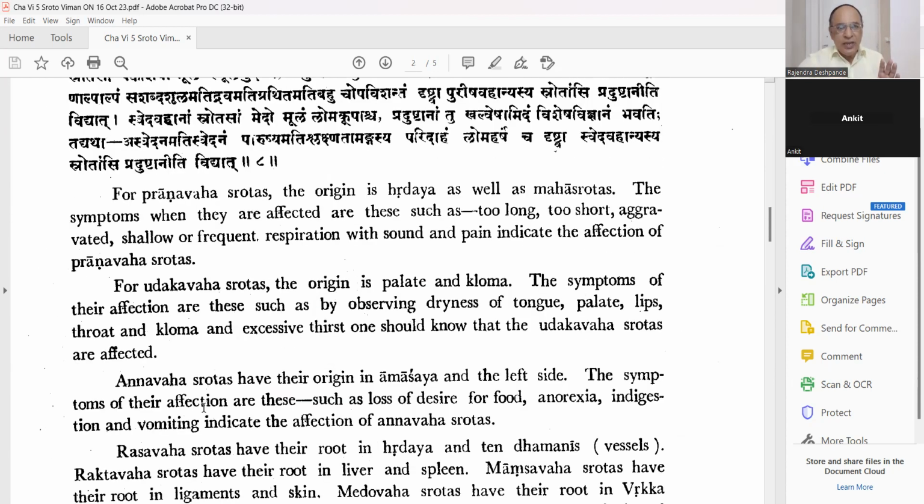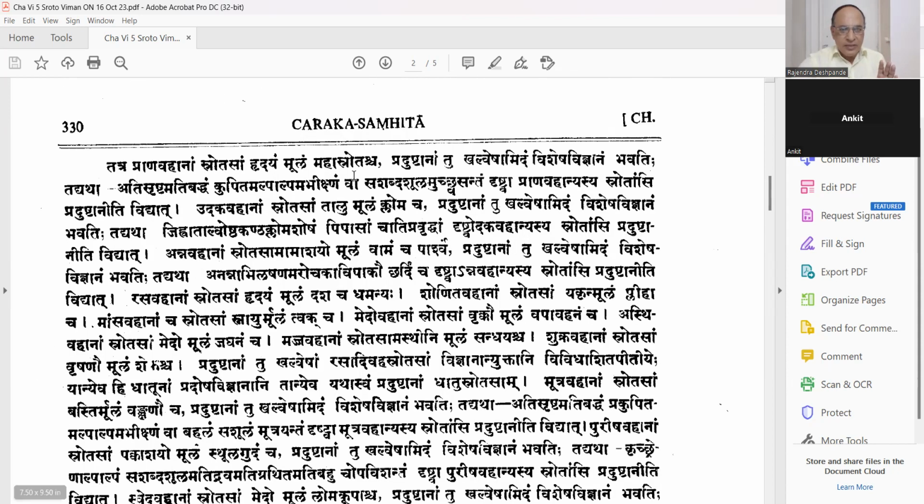Now we are going to see the symptoms. Let me see here. Tatra Pranavahanam, here. Atisrishtam, I'm sorry, just give me some time.